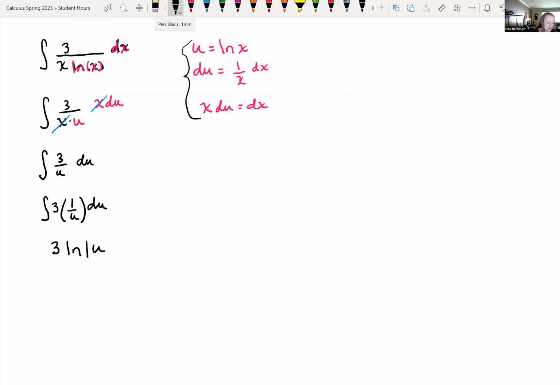I'm going to put absolute values because we can't take the natural log of a negative number. And then we're going to do this plus c because it's an indefinite integral. Doesn't have bounds on our integration. Oops, and I'm not done because I need to go back and do substitution. We had chosen u to be natural log of x. So we have the natural log of the absolute value of the natural log. I'm going to put absolute value of x plus c.